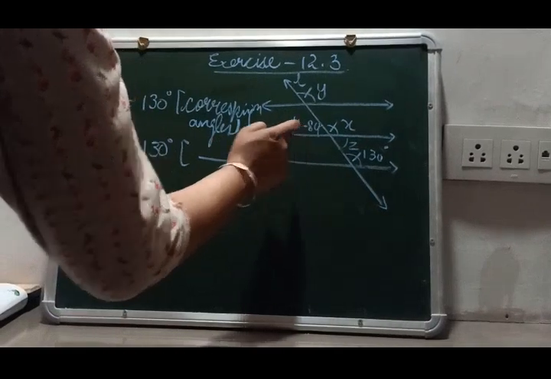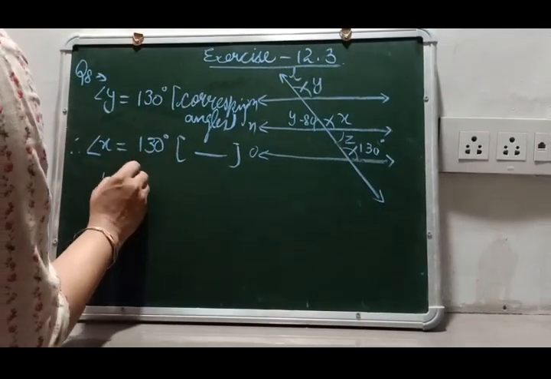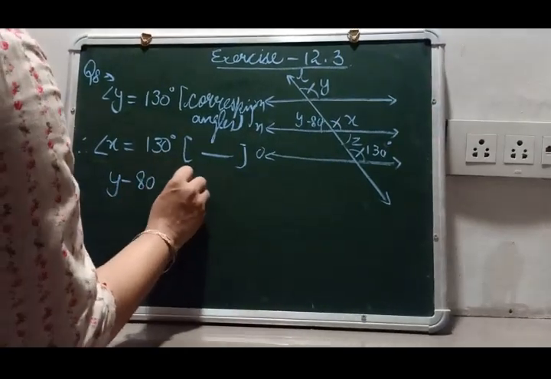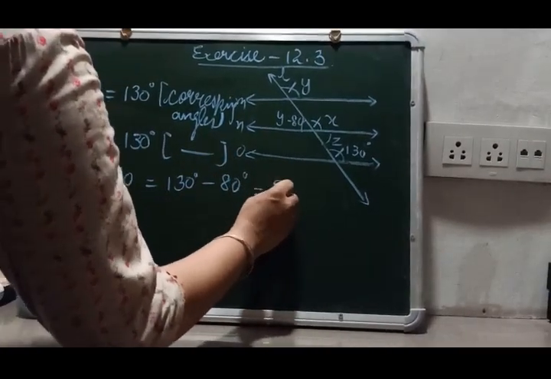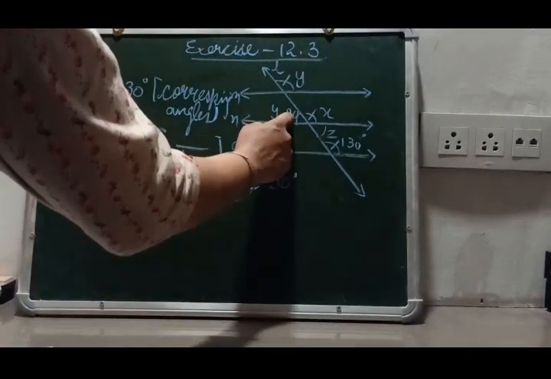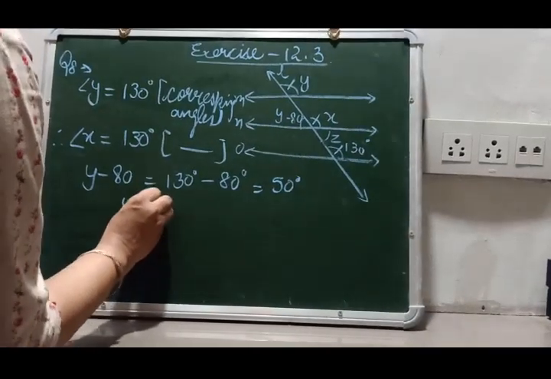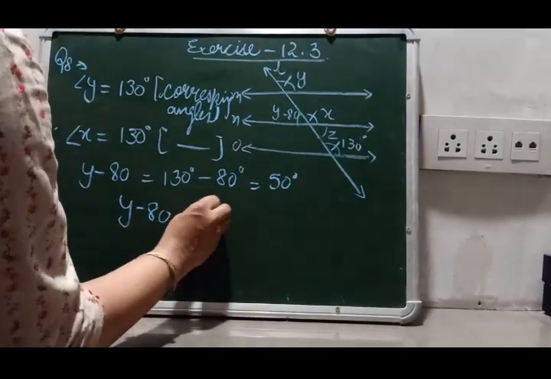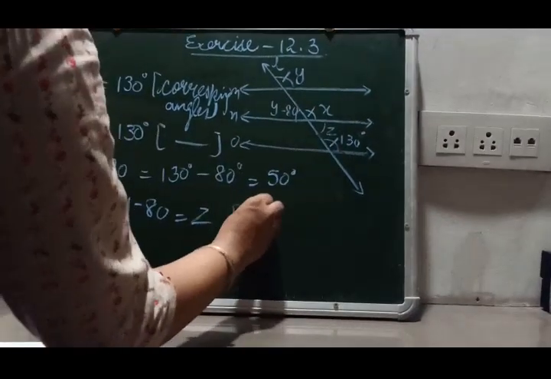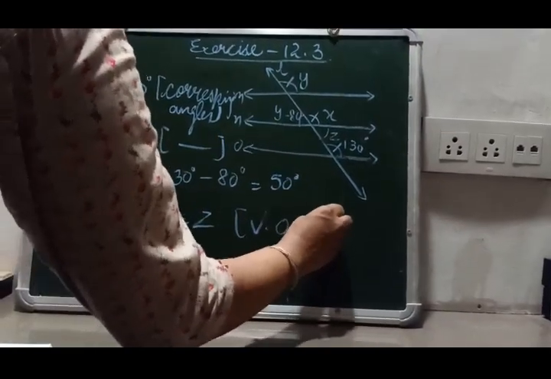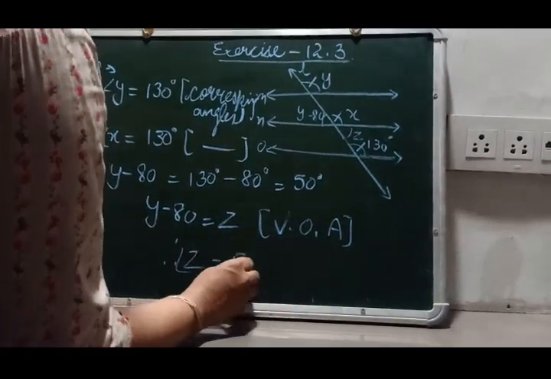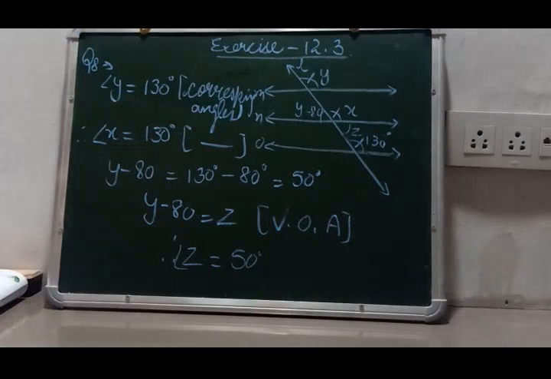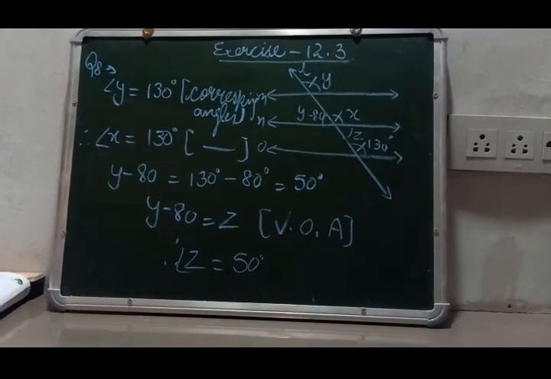So here firstly we will solve Y minus 80, that means 130 degree minus 80 degree, so it is equal to 50 degree. Now here Y minus 80 is equal to Z. These are vertical opposite angles. So therefore the value of angle Z is 50 degree. So this is how we have solved question number 8.